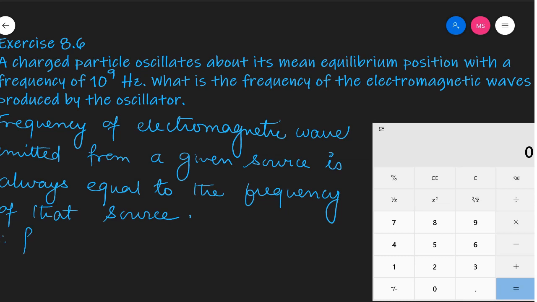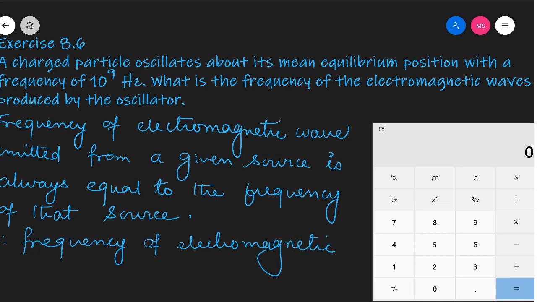Therefore, frequency of electromagnetic wave here will be 10 raised to 9 hertz, as frequency of wave and source is always same.